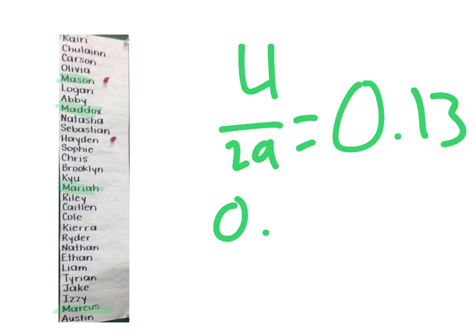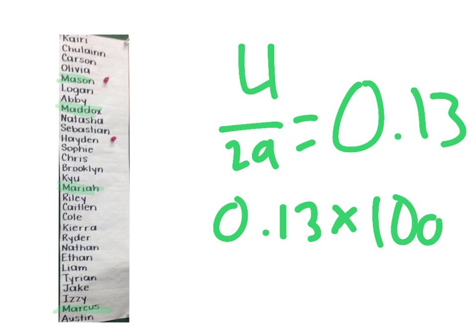And then we have 0.13 times 100 equals 13. 13% of the kids in my class have names that start with an M.